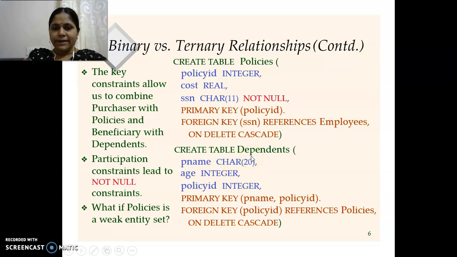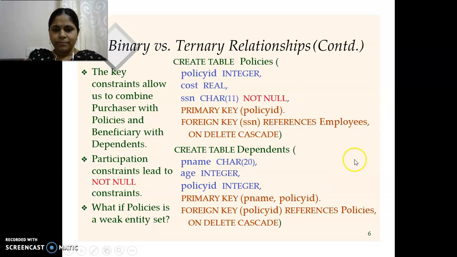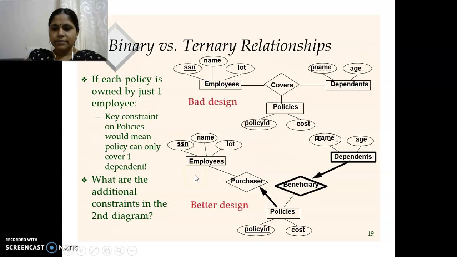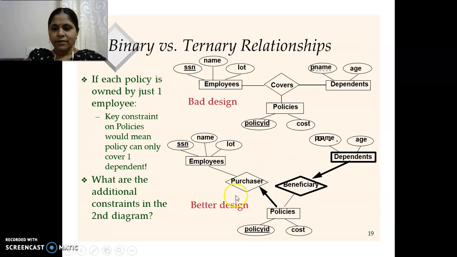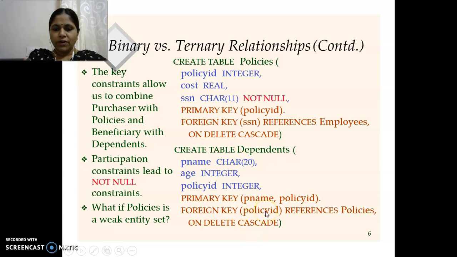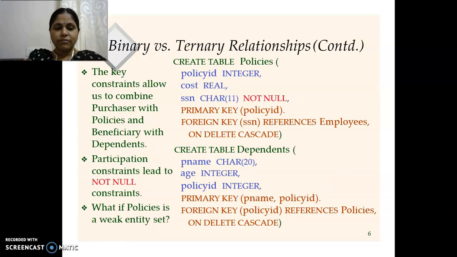Another table is the dependents table. So in the dependents table, if you observe in this diagram, we have P name, age, and policy ID. So what are the primary keys? P name and the policy ID are the primary keys. And what is the foreign key referring? Policies only. Policy ID is referring to the policies. In this way, we can represent the binary and the ternary relationships in the form of tables in SQL.